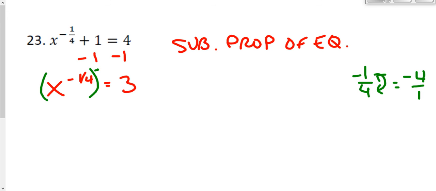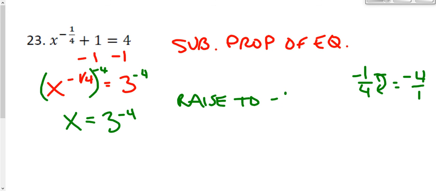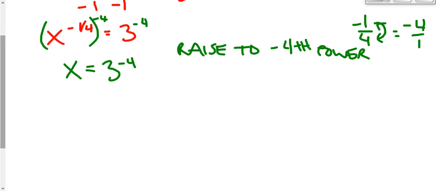So we're actually going to raise both sides to the -4th power. The -4th power will turn the -1/4 power into just the first power. It will disappear. And now all I have to do is 3 to the -4th power over here. So what I did is I raised both sides to the -4th power. Now we just have to finish solving, and the way that we're going to do that is by using the negative exponent property, which is what we learned in 6.4.